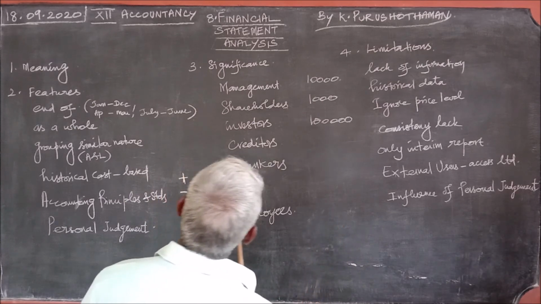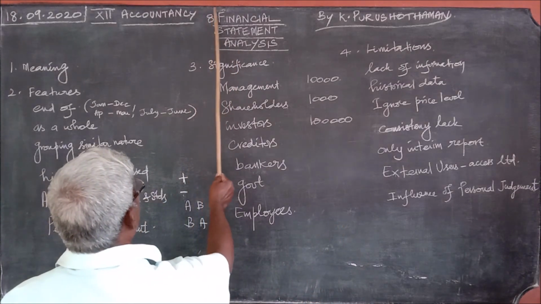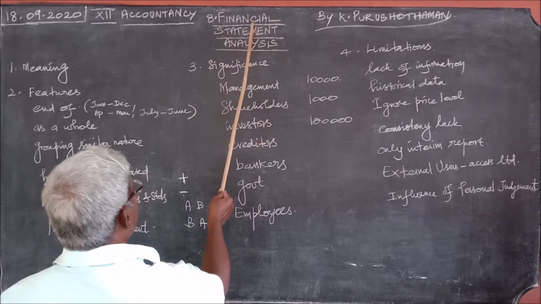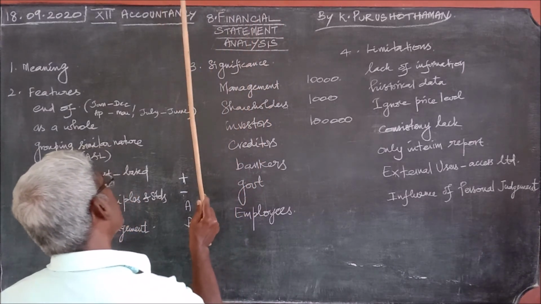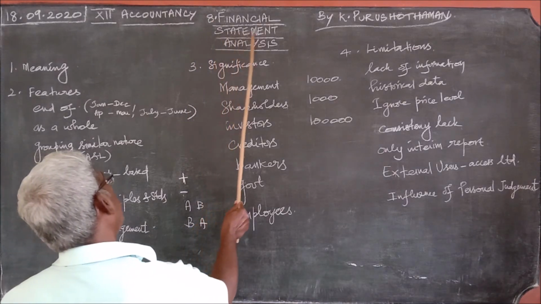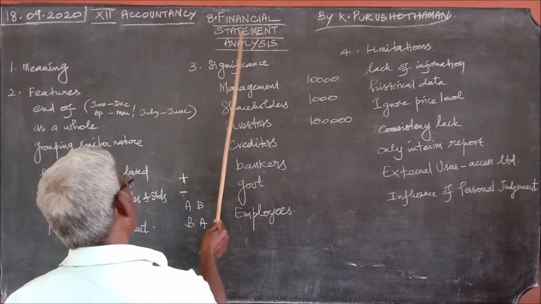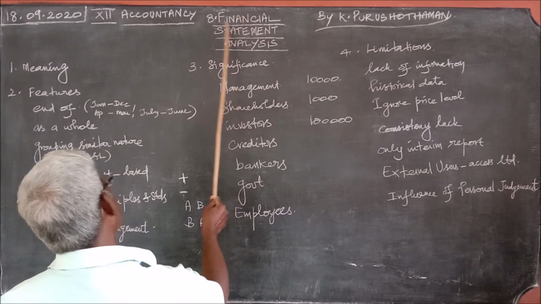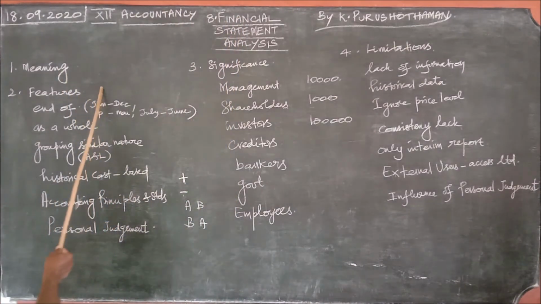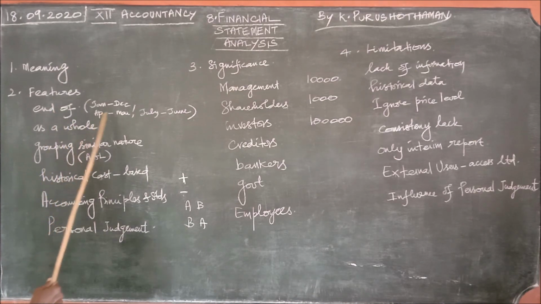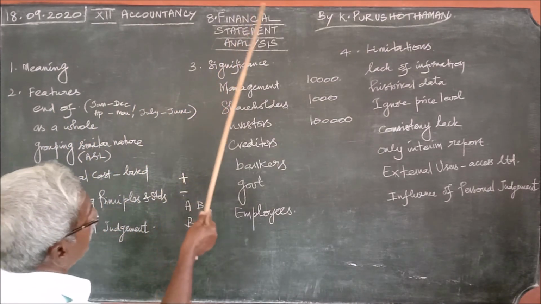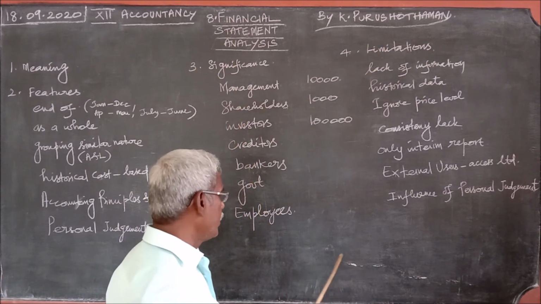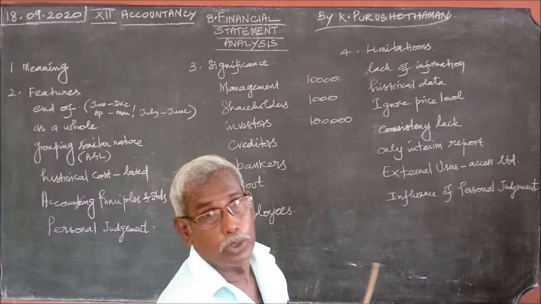So today what we have seen, the heading for this chapter, unit number 8, is financial statement analysis. In this, we are not going to the point of analysis now. Tomorrow we shall see that. We have seen only what is financial statement, what is its meaning, what are its features, what is the significance of financial statement, and what are the limitations of financial statement. We shall continue it tomorrow. Thank you.